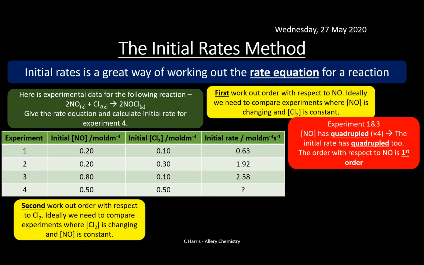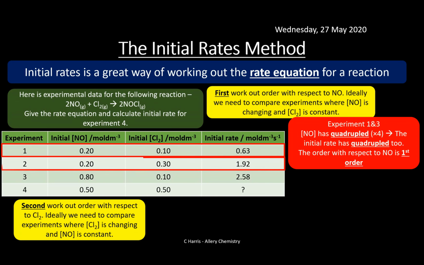So secondly, we need to work out the order with respect to chlorine, which is Cl2. And ideally, just like we did before, we need to compare experiments where chlorine is changing this time and nitrogen monoxide is remaining constant. So we can see here we can use experiments 1 and 2 for this.